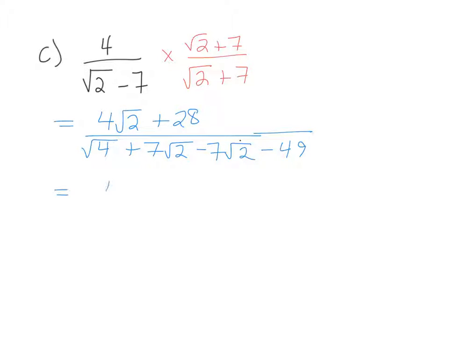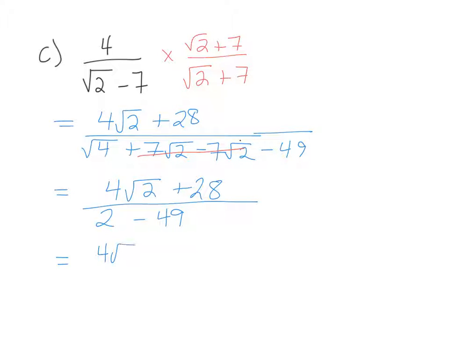As I simplify that, 4 root 2 plus 28, looking at that whole denominator, the square root of 4 is 2, so I'll change that first term into a 2. The two middle terms cancel each other out, 7 root 2 and negative 7 root 2. That's what we wanted to have happen, right? Is get rid of the radicals in the denominator. And then I have just a minus 49 left. So this will be 4 root 2 plus 28 over negative 47.